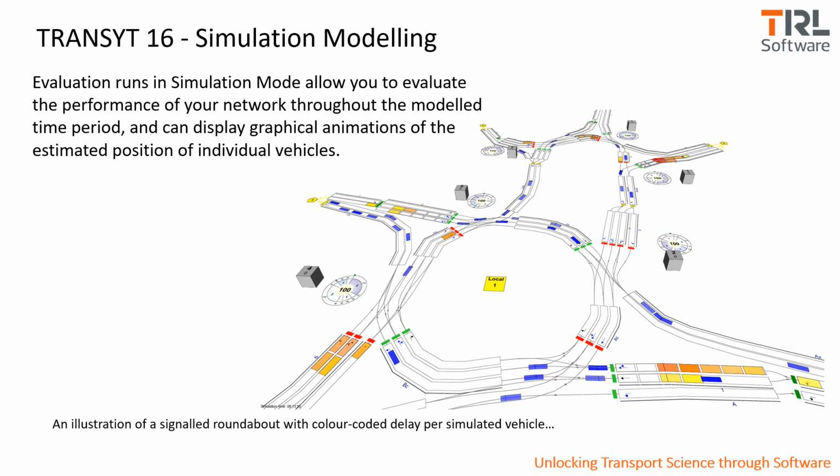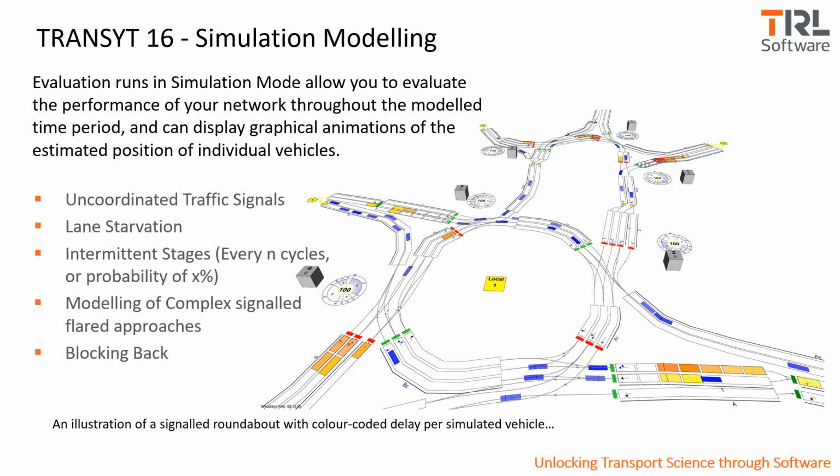Evaluation runs in simulation mode allow you to evaluate the performance of your network throughout the model time period and can display graphical animations of the estimated position of individual vehicles. And here's an illustration of a signal roundabout with colour-coded delay per simulated vehicle. So the darker the red, the longer the vehicle has been waiting in the network. The blue blobs on there are actually the moving vehicles as opposed to the ones that are somewhere in a queue.